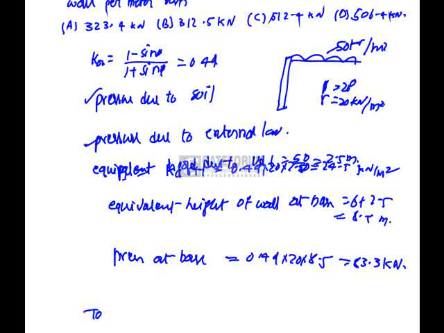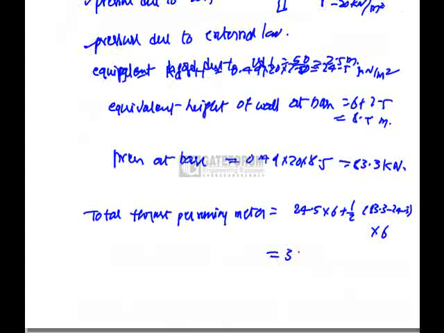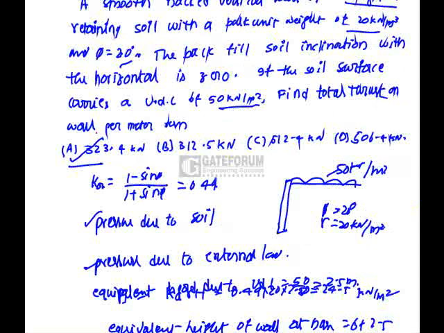Total thrust per running meter is equal to 24.5 into 6 plus half into (83.3 minus 24.5) into 6, that is equal to 323.4 kilonewtons. So option A is correct.